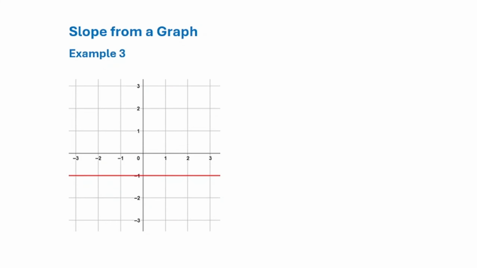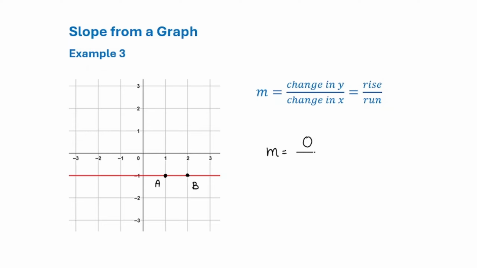Now let's look at a different case. Here we have a horizontal line. Choose any 2 points on the line. From one point to the other, there is no vertical change, so the change in y is 0. The horizontal change between the 2 points is 1 unit. So the slope is 0 divided by 1, which is 0. So every horizontal line has a slope equal to 0.